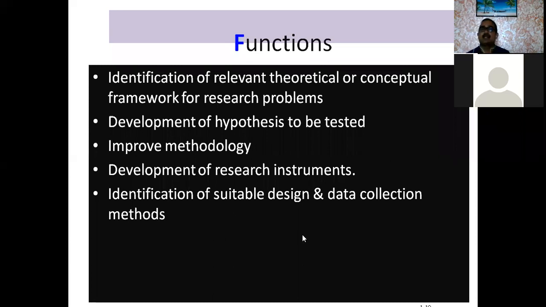Identification of suitable design of data collection method. You know that somebody has adopted some data collection. We go for data collection, for field study, for library works, and for collecting data, we must have some information, or we must have some idea of the methods, or what is to be done, what type of data will be important for us. So this design and data collection method can also be improved through review of reference literature.